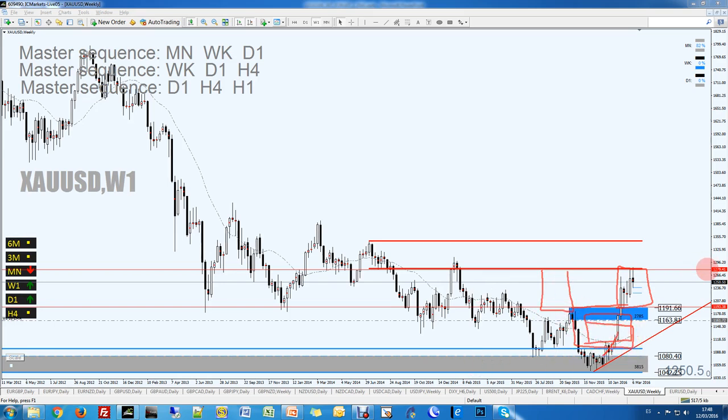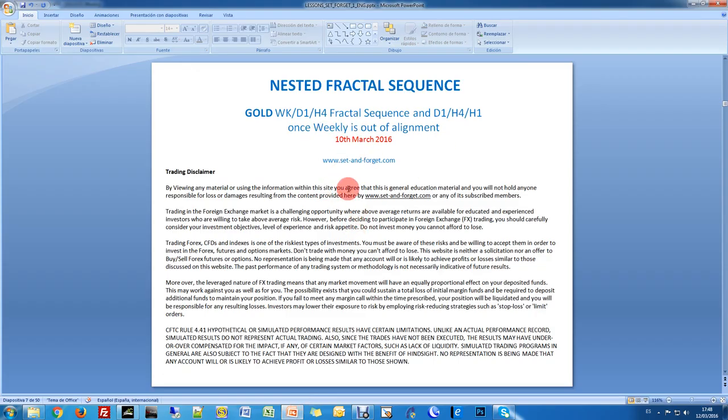Okay, and this is more or less what I wanted to put forward with the nested fractal sequences. I have created an example for the euro dollar and a full video explaining bigger time frames and fractal sequences like the 3 months, 6 months, and all that, how they can be combined for set and forget trading and counter trend trading. Hope this video will help you understand much better how supply and demand analysis and the nested fractal sequences work.